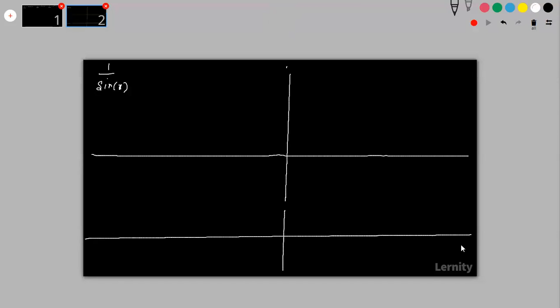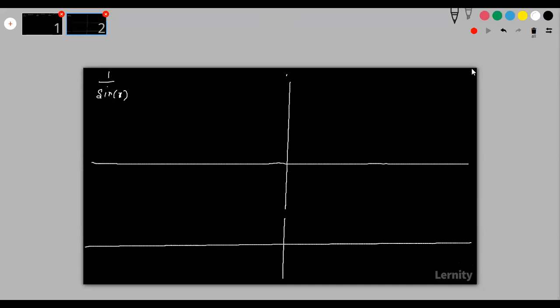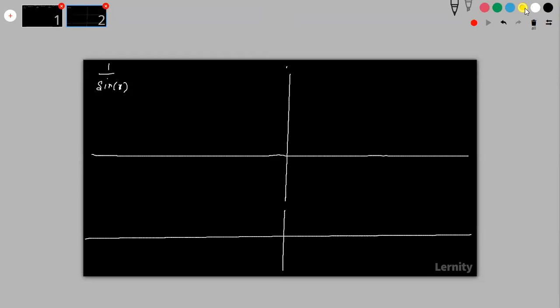On one graph we will draw sin x, and on the other graph we will draw 1 by sin x using the sin x curve, because sin x we have already seen. So first I will draw sin x.